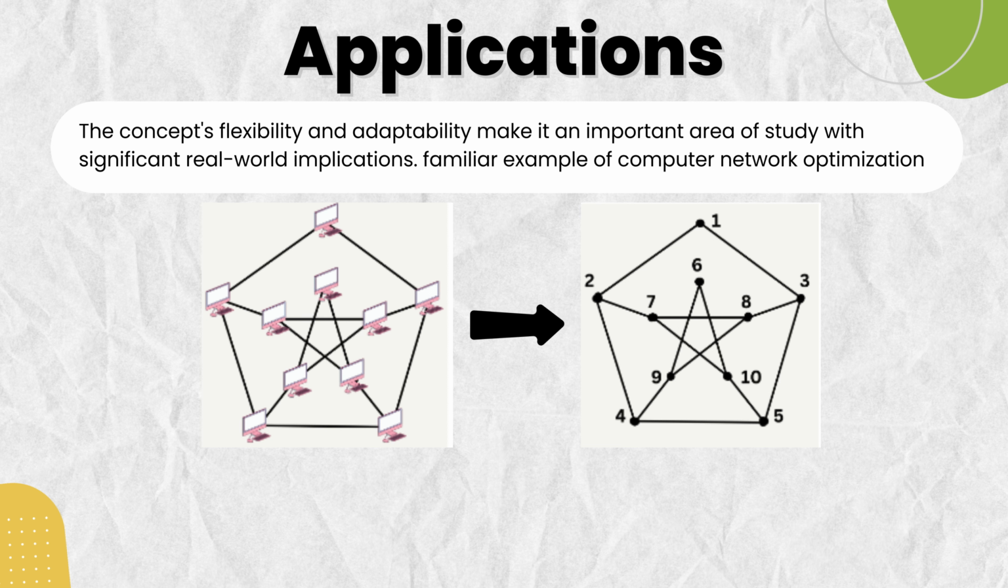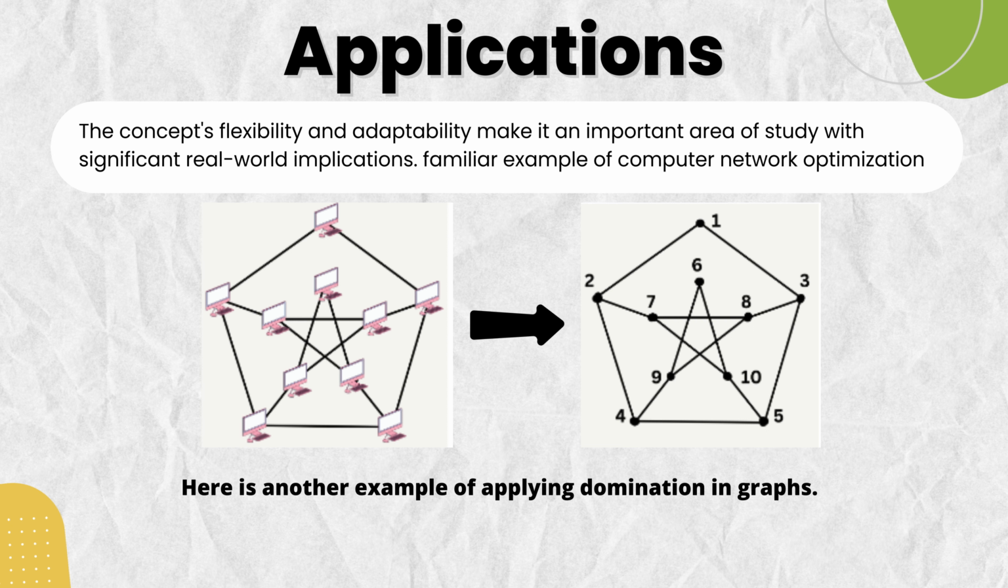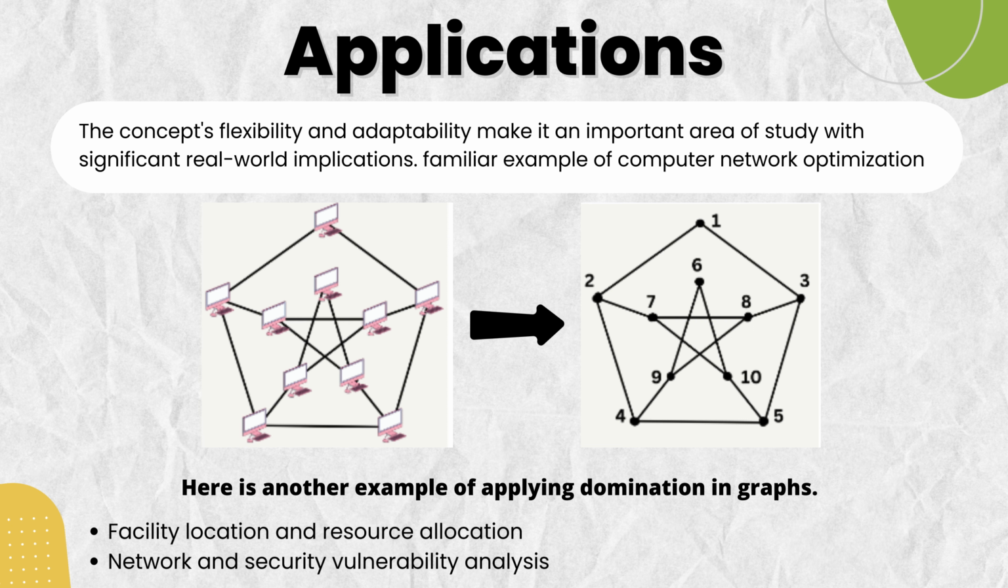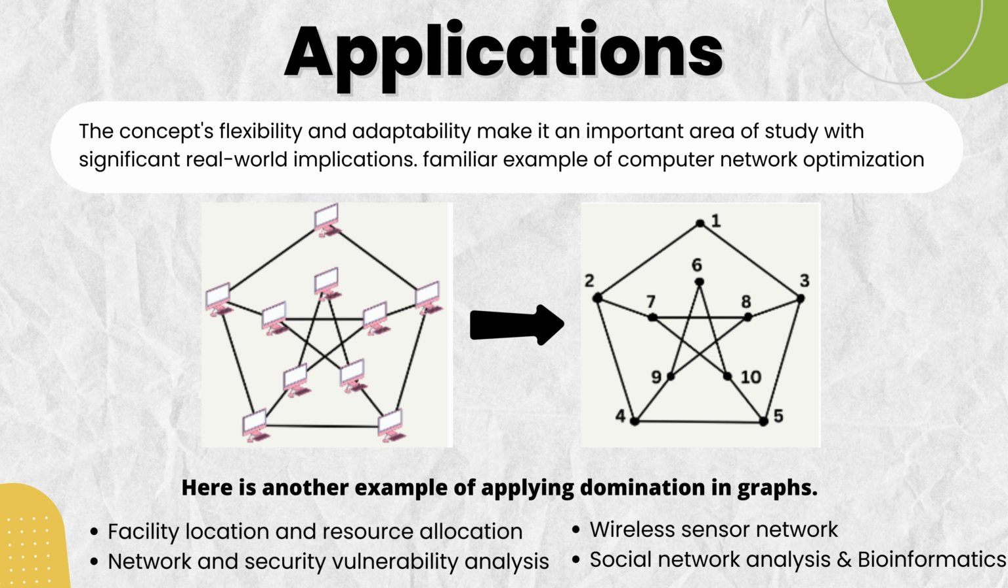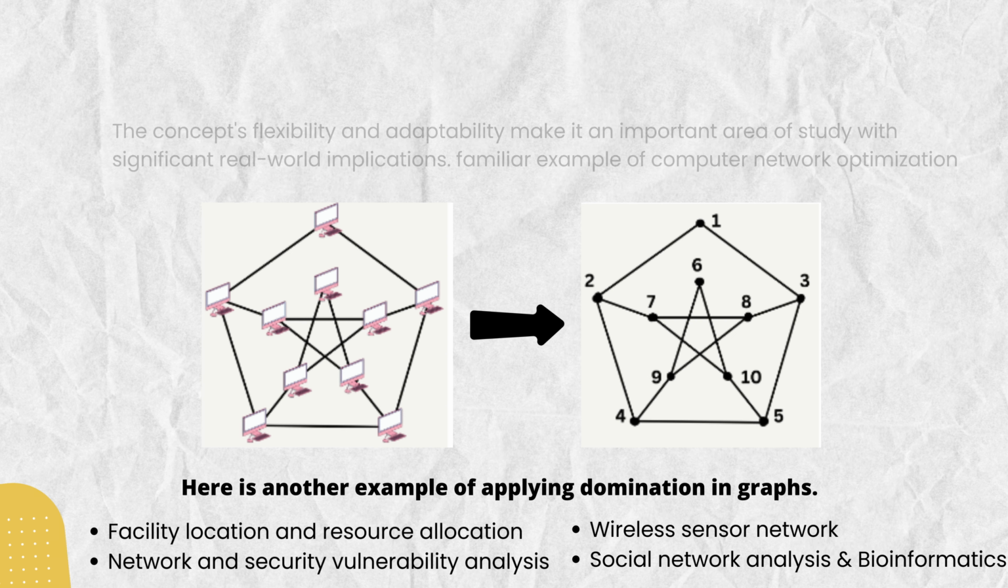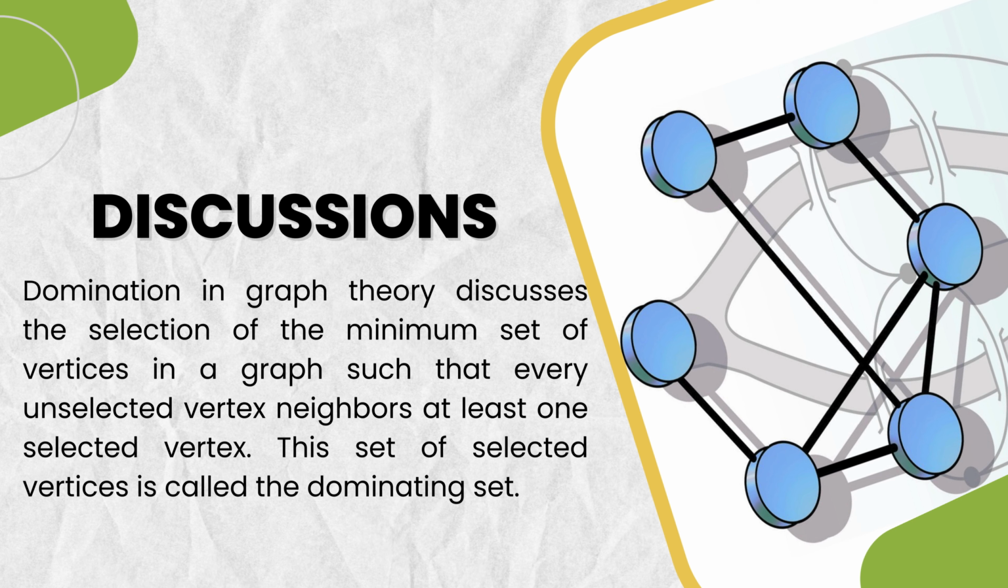By choosing these 5 vertices, every other vertex in the graph will neighbor at least one vertex from this dominating set. Okay, and here are other examples of applying domination in graph: facility location and resource allocation, network security vulnerability analysis, wireless sensor networks, social network analysis, and bioinformatics. A deep understanding of these applications will go a long way in solving real-world dilemmas and encourage impactful follow-up studies. Okay, let's get into the discussion.